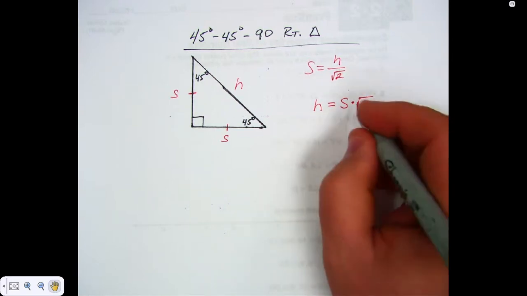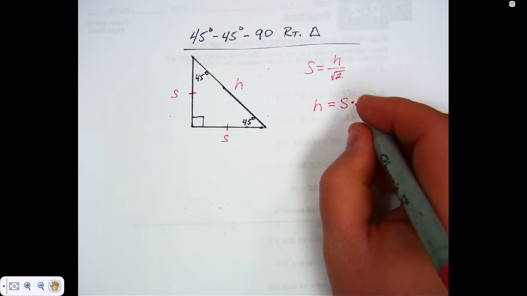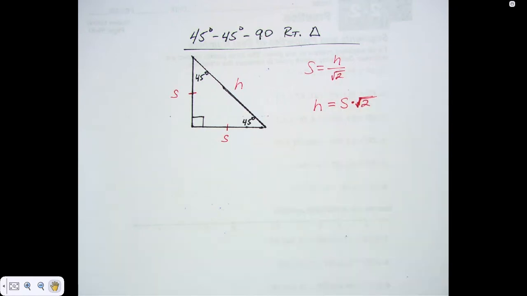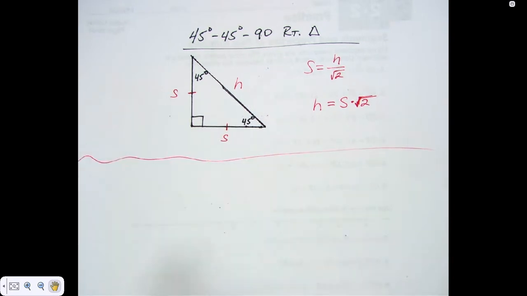S times the square root of 2. Okay? Did I get it right? Yep. The book uses L for leg. I like to use S because they're both equal, and because I'm trying to get in your brains to find S first.